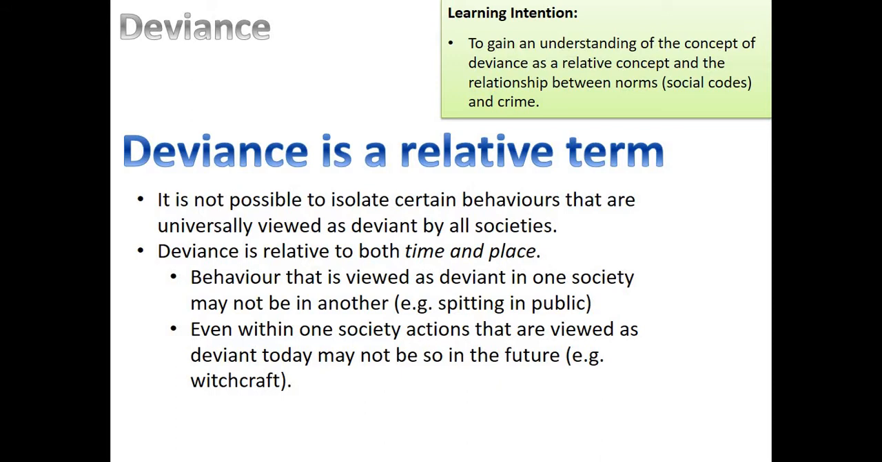Just like good and bad is relative to so many different things, it's not possible to isolate universally viewed behaviour across all societies that is considered deviant. Take time: behaviour that is deviant in one time is not in another. Homosexuality, for example, was considered by many societies to be deviant behaviour. Now it's generally accepted as not deviant. It might be in the minority, but it's not outside the social norm.